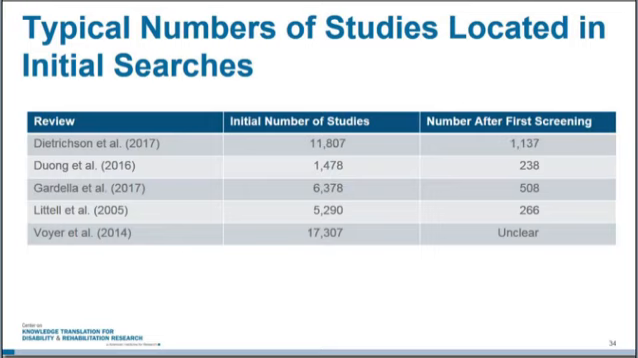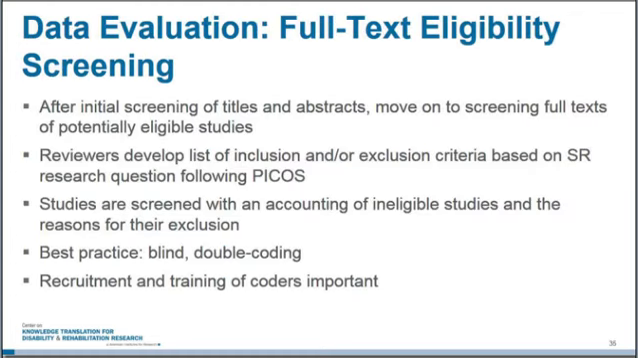While we're on this slide, I want you to note the number after the first screening. You can see that, for example, the Dietrichson study screened 12,000 studies to get to 1,000 that passed that initial set. So there were still quite a few studies that had to be looked at in the systematic review.